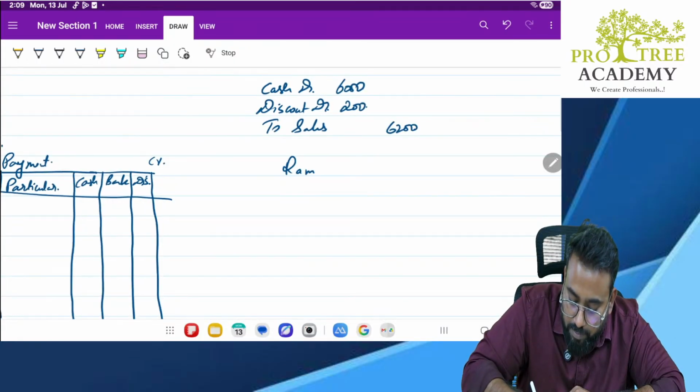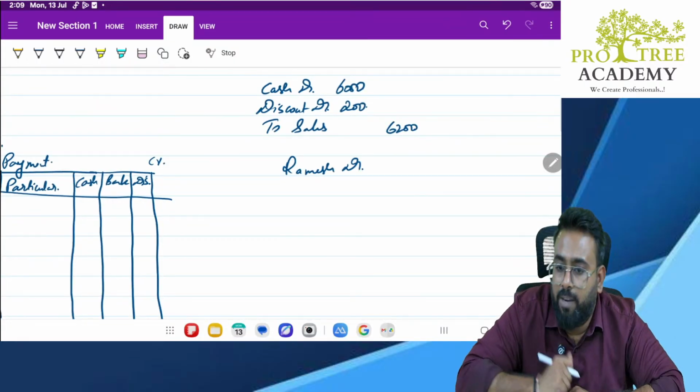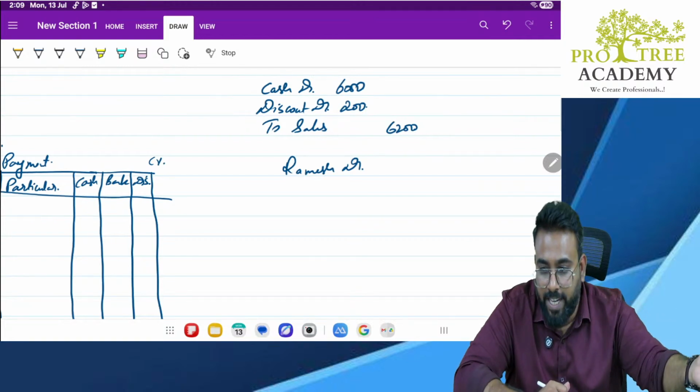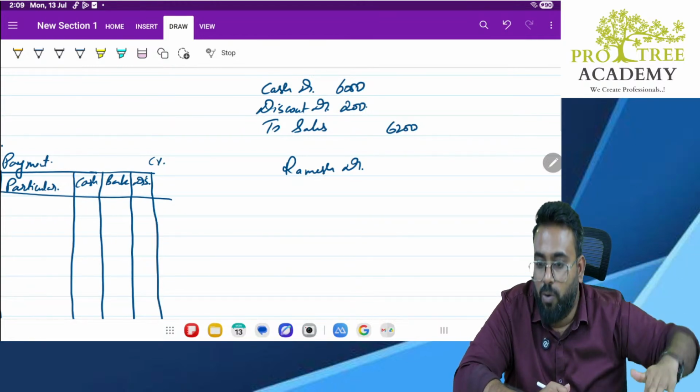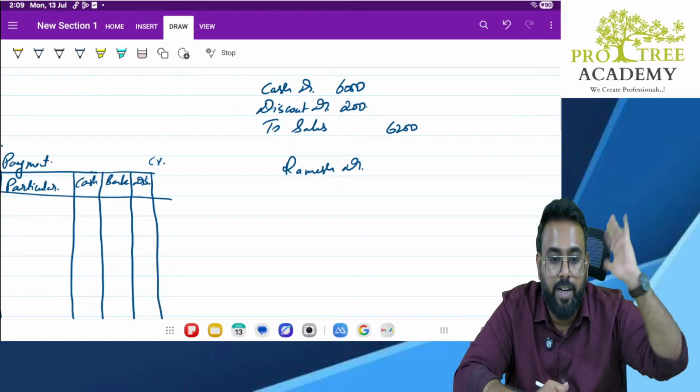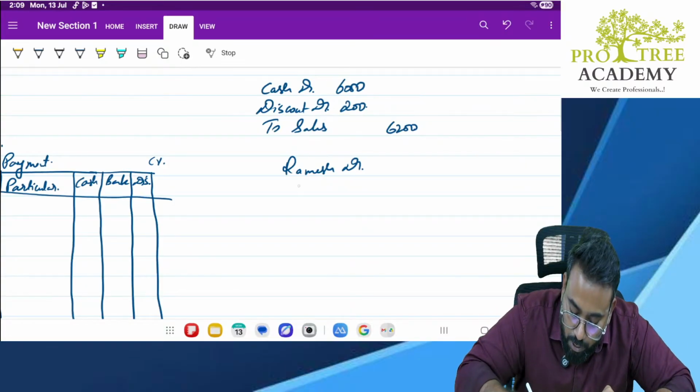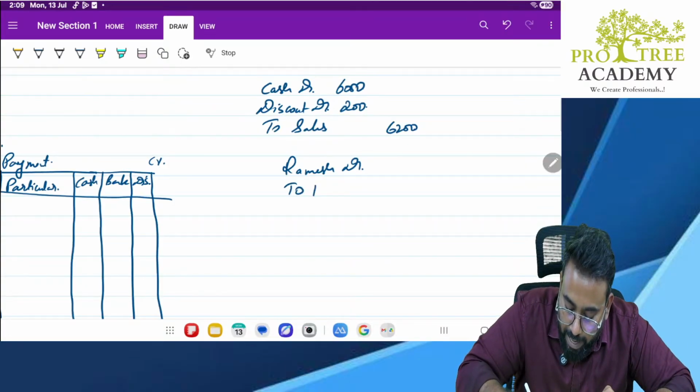Ramesh account debit. Sir, why Ramesh account debit? He might be our creditor. Now the creditor is coming down. When a liability comes down, it will be debited. Correct or no? Yes. To bank.